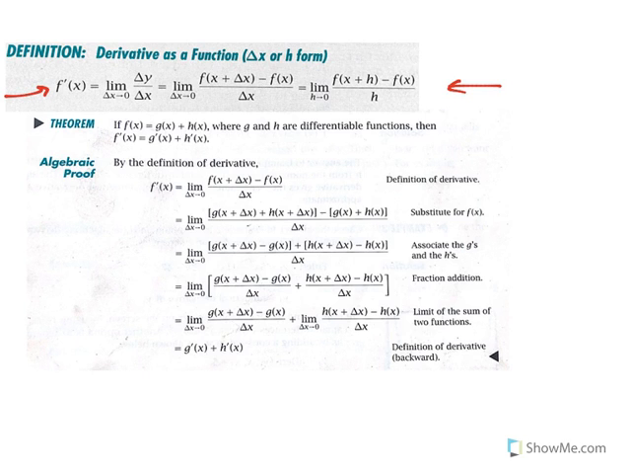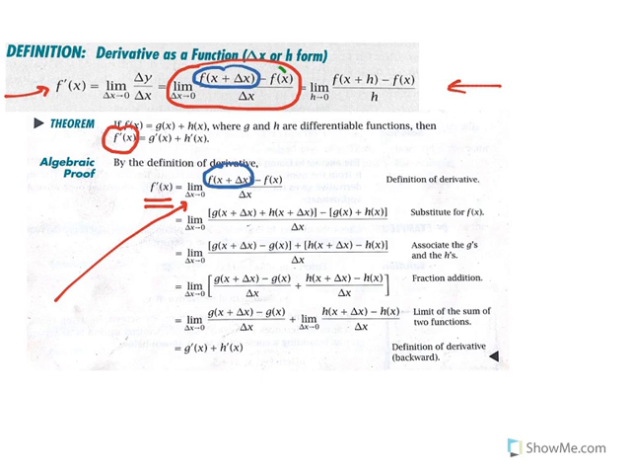So when you look at the proof of any differentiation rule, you will start by using the limit of this difference quotient. And we see that here. By the definition of derivative, if we're trying to find f prime of x, we have to use this definition. So f prime of x by definition would be the limit as delta x approaches 0 of this difference quotient. You have f of x plus delta x minus f of x all over delta x.